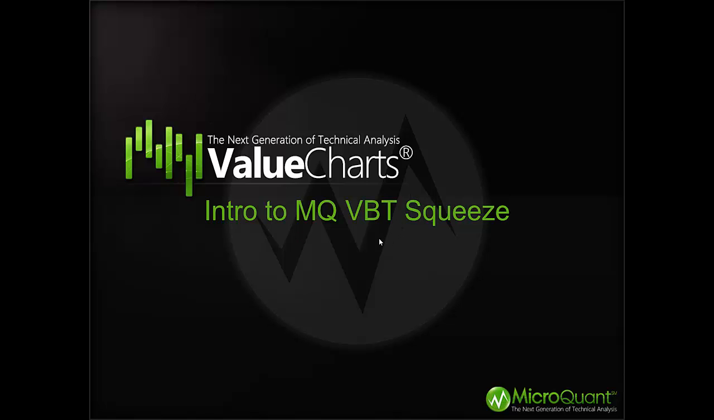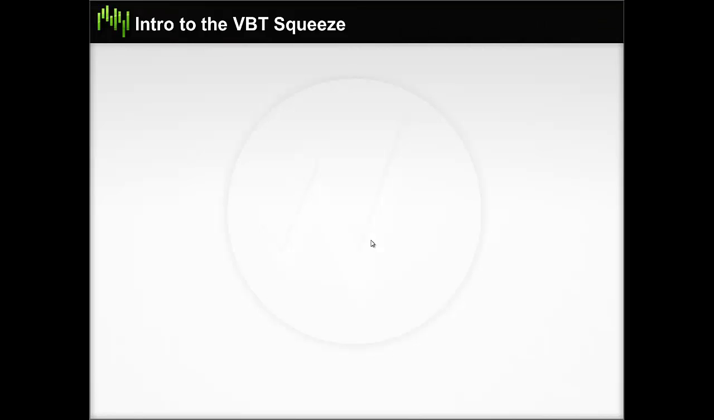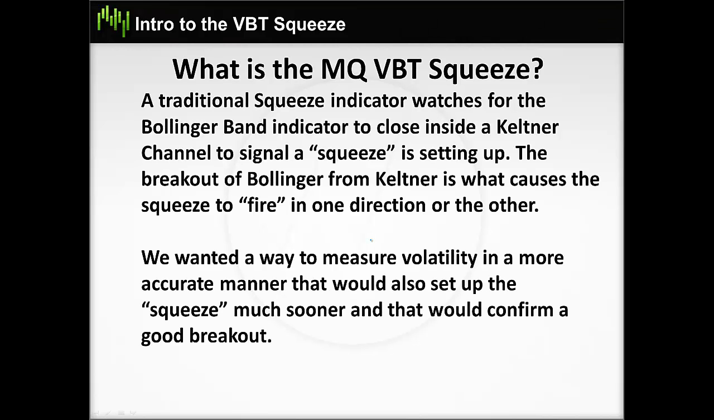Jump in with part one, which is intro to the VBT indicator, which is basically just saying, okay, this is what the indicator is, what it's all about. So what is the MQVBT Squeeze?